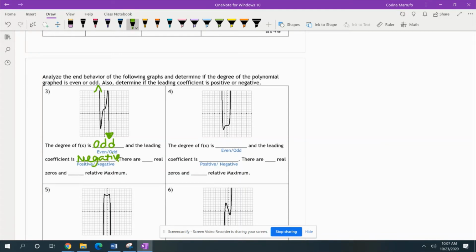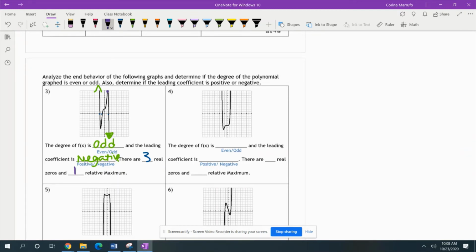Now, there are blank real zeros and blank relative maximums. So zeros is where your graph crosses the x-axis. So right here, there's 1, 2, and 3 real zeros. And relative maximums, since they're asking for the maximums, we're looking for a little peak, like a little top of the hill. If you see right here, there's a little top of the hill. That is a relative maximum, and that's the only one. So there's one relative maximum. Okay, moving to the next one.